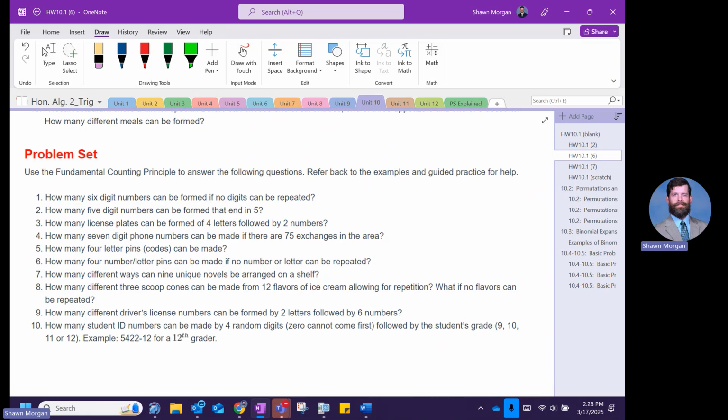I'm going to do similar. I'm going to give you about a minute. And I'd like for you to pick 3 of these problems and act as though you were going to explain how to figure them out, now in light of our fundamental principle of counting.